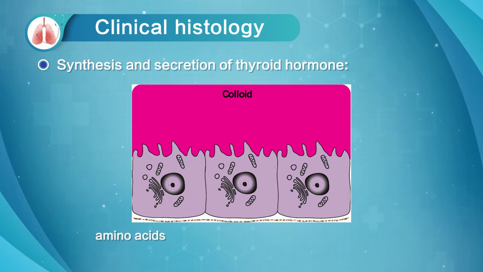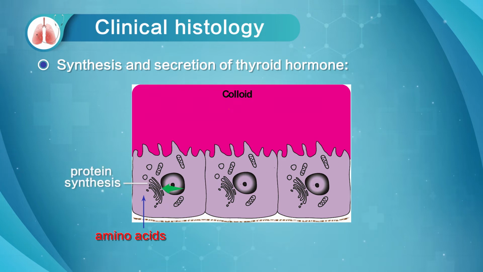Firstly, the follicular cells take amino acids from the blood and produce the precursor of thyroglobulin in the rough endoplasmic reticulum. After glycosylation in the Golgi apparatus, thyroglobulin is released into the follicular lumen.